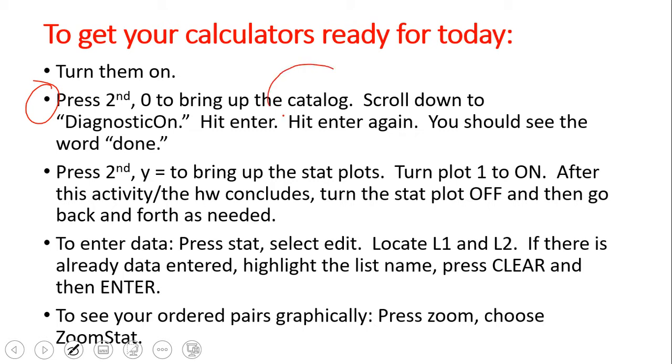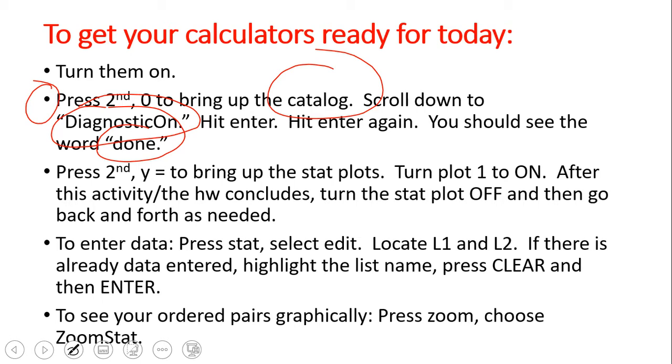That is going to bring up what's called the catalog. You have to scroll all the way down, quite a few options, until you get to something called diagnostic on. Make sure you choose on, not off. You have to hit enter to select it. Then you have to hit enter again to make it work. Then you should see the word done, and that means that your diagnostic is officially on. So go ahead and try it. And again, once you do this, you should never have to do it again unless you somehow restart or reset your graphing calculator.